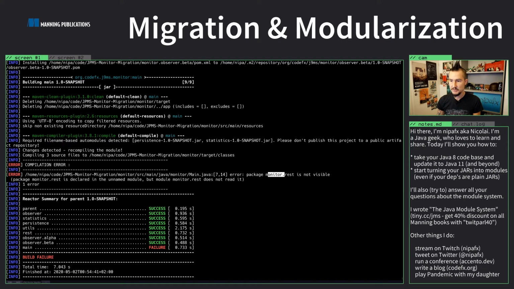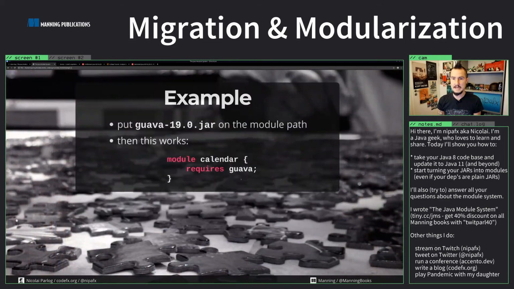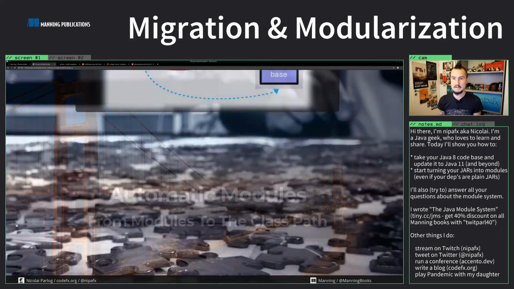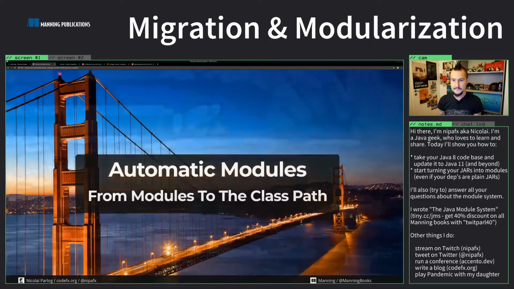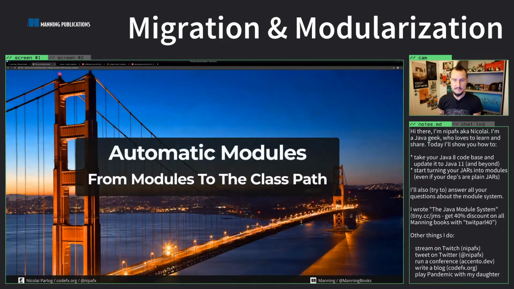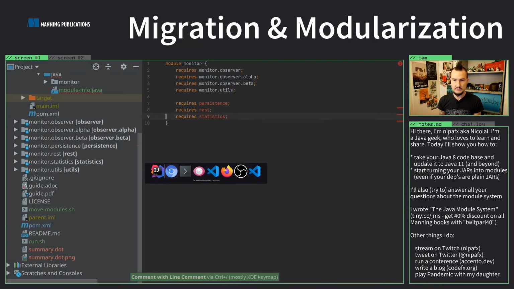It says the package monitor rest is not visible because it is declared in the unnamed module, but module monitor rest does not read it. We basically, on purpose, forced a situation like this, where one of our dependencies is on the class path now, and that doesn't work. So what we have to do instead is declare that as an automatic module. We already did this, so now this works.